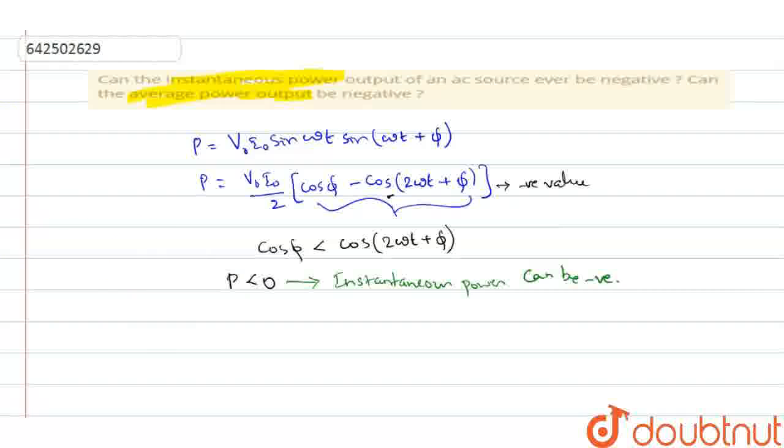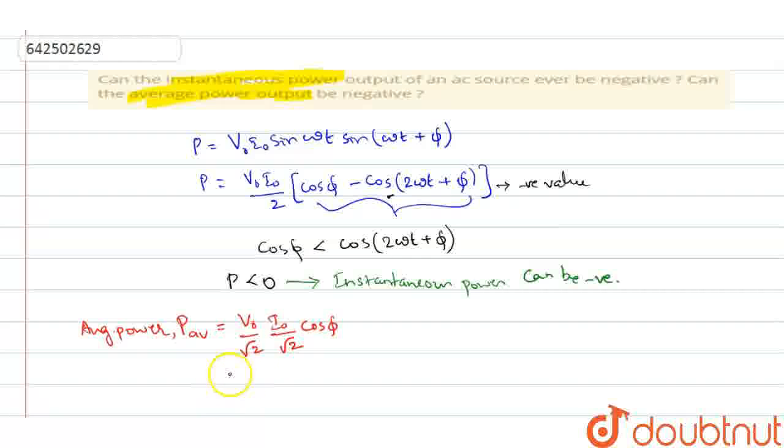The next thing they are asking is the average power output. So let us talk about the average power output. Average power will be denoted as P AV. So average power will be equal to V naught by root 2 into I naught by root 2 into cos phi.